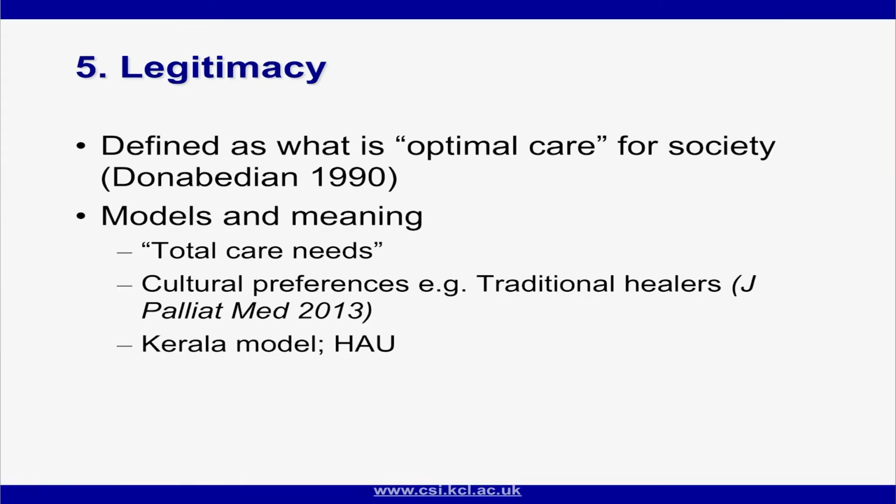I think this is probably the most complicated concept of quality for us to address: legitimacy, which Avedis Donabedian calls what is optimal care for a society. And I think globally this is a very, very difficult question for us to address, and it needs to be evidence-led and needs to be locally determined, particularly when we talk about things like total care needs. We talk about meeting people's social and spiritual needs. Actually, what that means locally varies enormously, and we have to have evidence to understand what a total care need is.